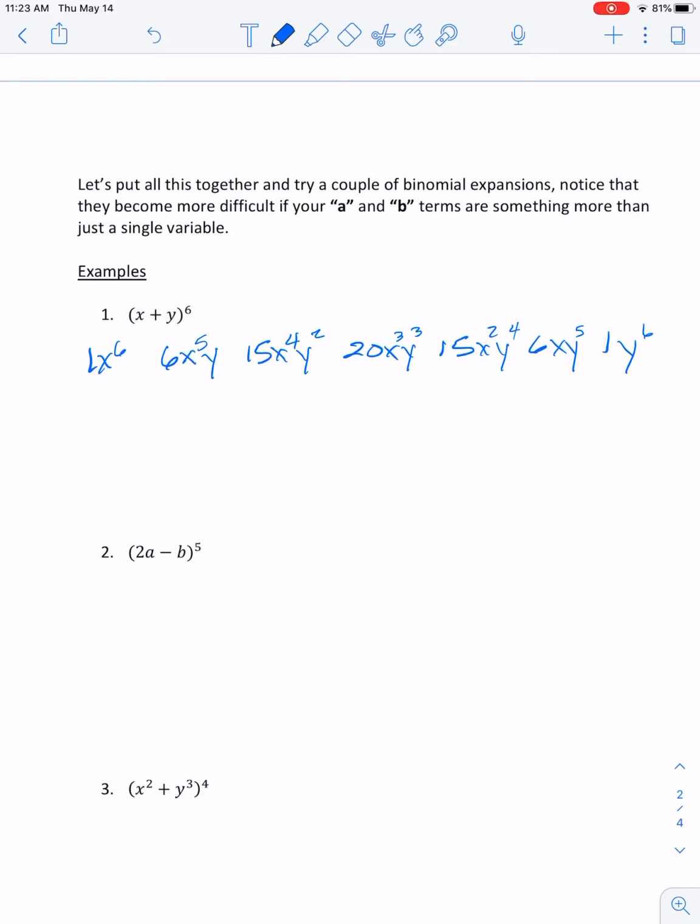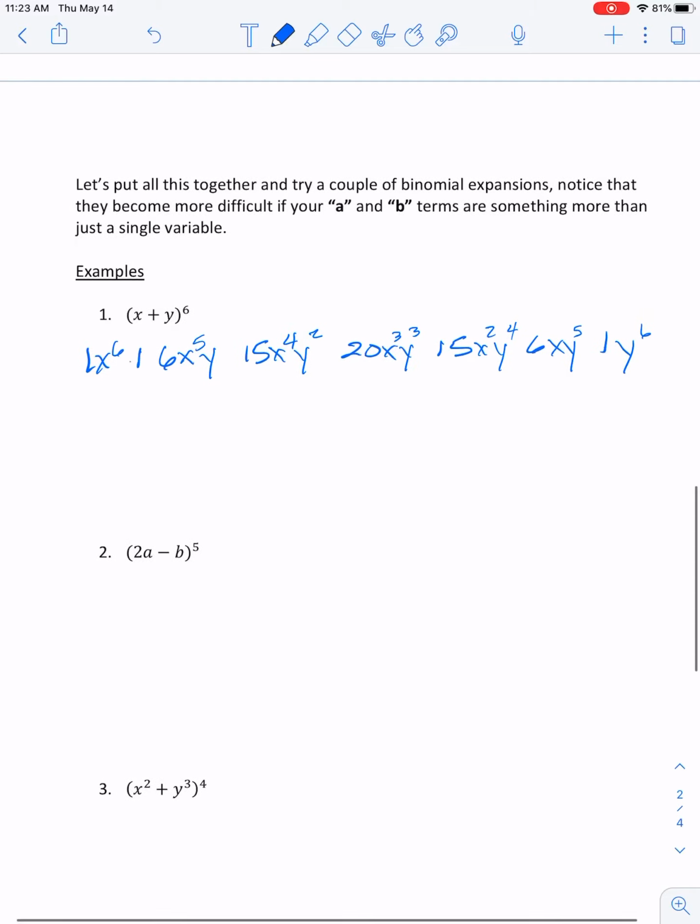And again, just check. I got x to the 6th, 5 and 1, it makes a power of 6, 4 and 2, 3 and 3, 2 and 4, 5 and 1. So the sum of the exponents of x and y always adds up to 6. The symmetry's there with Pascal's triangle numbers. And since this is a sum, a binomial that's got a plus sign in it, all the signs are going to be plus. Again, your choice if you want to write the 1 as the coefficients in the first and the last term, but it's kind of useful to start with that just so you can use Pascal's triangle.